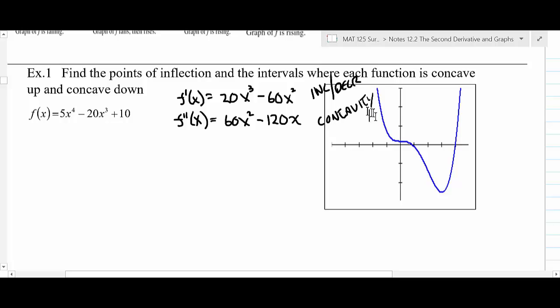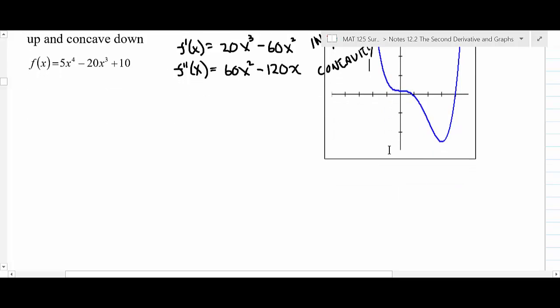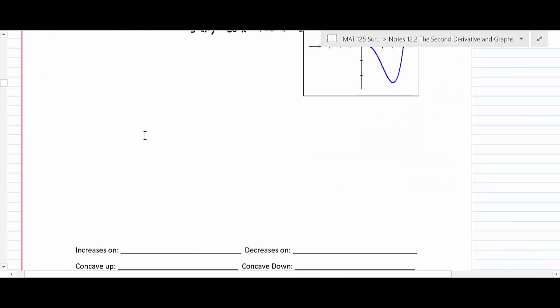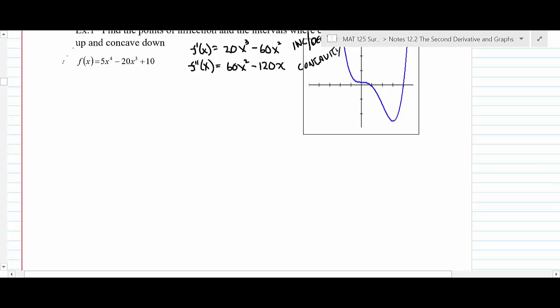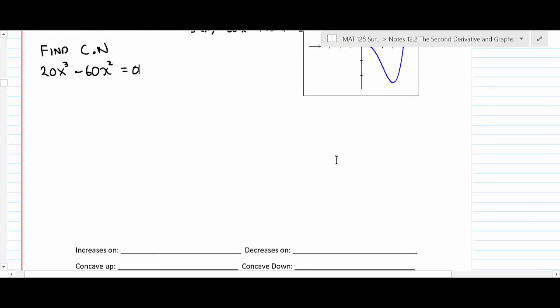Okay, so we're going to go ahead and focus on the first derivative first, then we'll focus on the second derivative. Okay, so what you do is, you want to find your critical numbers for the first derivative. We're just going to focus on the first derivative to begin with. So we got 20x to the third minus 60x to the second, and set that equal to 0. So we're going to do a sign chart for that and get this out of the way. Okay, how does this thing factor?